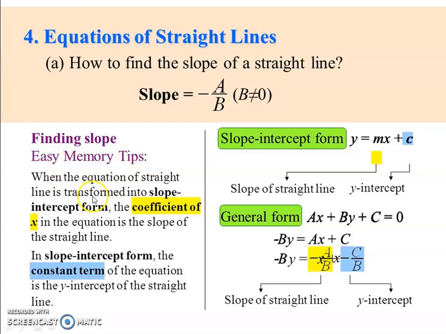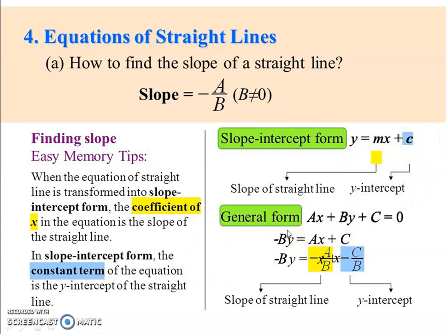When the equation of a straight line is transformed into slope intercept form, the coefficient of x in the equation is the slope of the straight line. In the slope intercept form, the constant term of the equation is the y-intercept of the straight line. Slope intercept form of any line is y is equal to mx plus c, where m is the slope, y-intercept is c, x and y are variables.